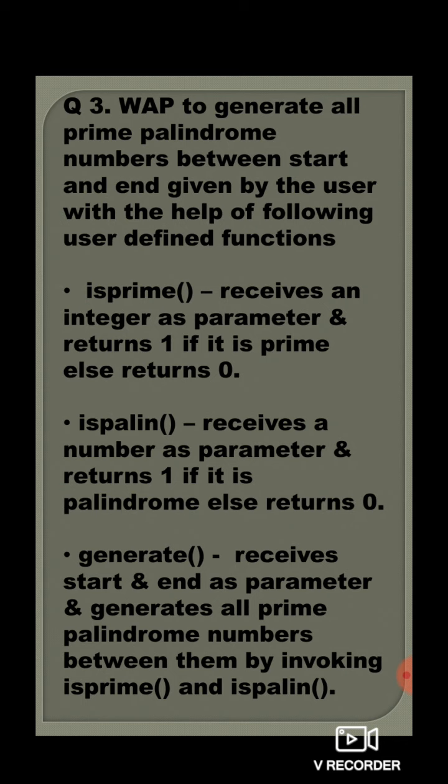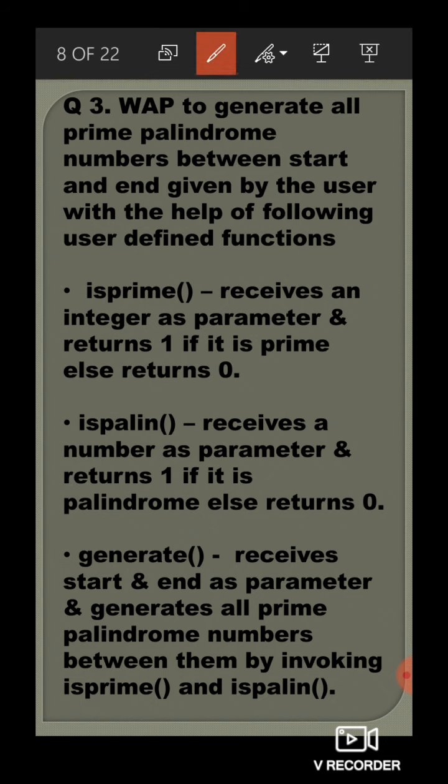So, what all functions do we have to use here? The is prime function is doing the same work. It is testing whether the number is prime or not. Is palin is testing whether the number is a palindrome or not, and it will return 1 if it is a palindrome, otherwise it will return 0. And then the generate function is receiving start and end, meaning the numbers between which we have to find the prime palindrome numbers, and then we have to print all the prime numbers between these two values with the help of is prime and is palin functions.